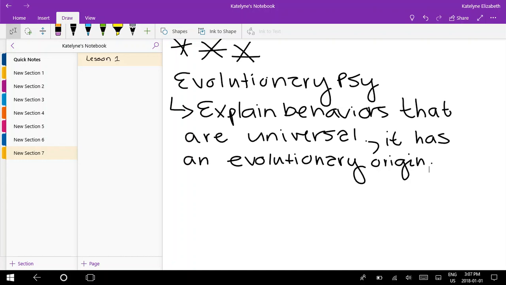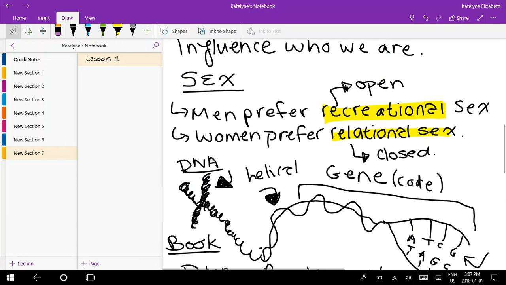Okay, so that brings us to our last topic for today, which is sex. So, men prefer recreational sex. It is found that men do not mind having sex with complete strangers. However, women want compassion, and they prefer to have intercourse with people that they're very close to, that they feel secure with. But why? That's the real question. Why is there a difference between the two?